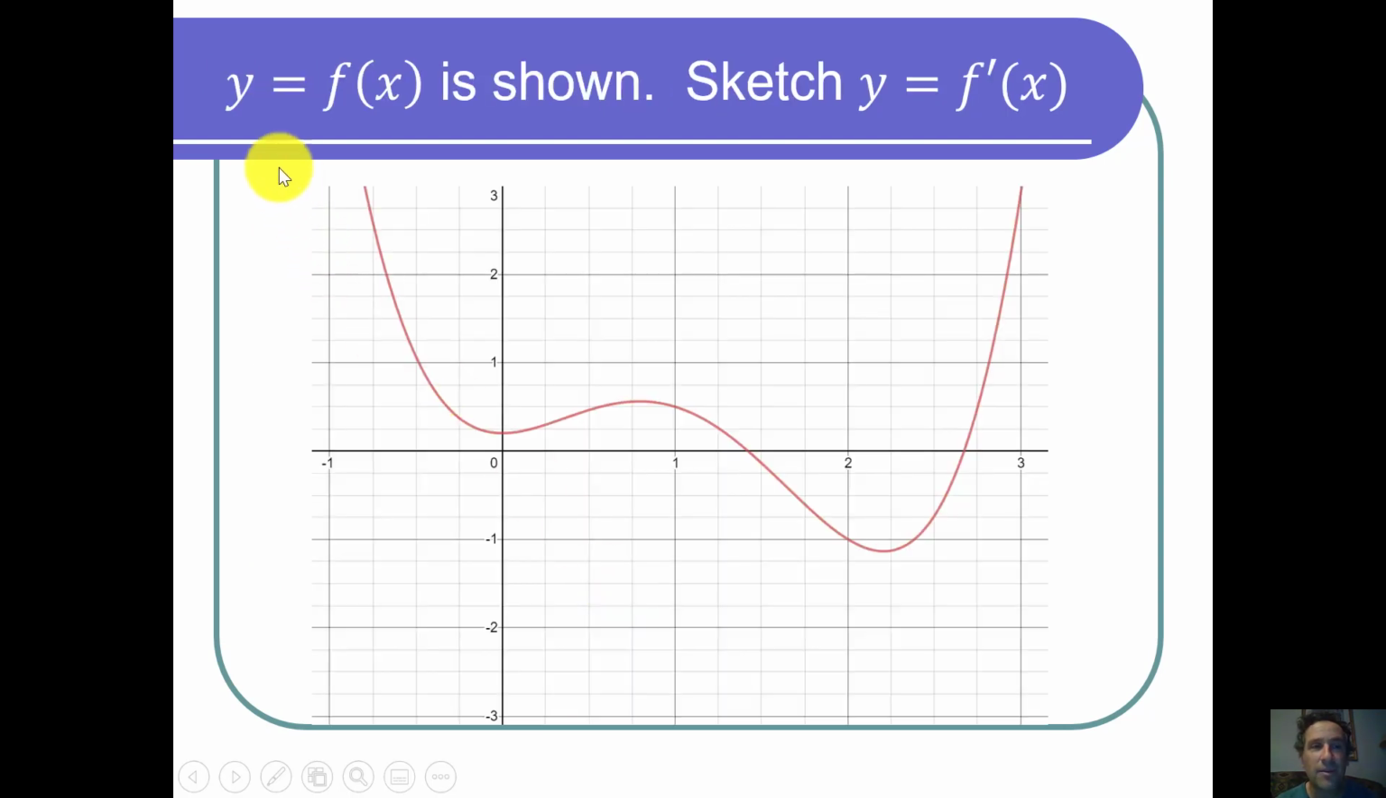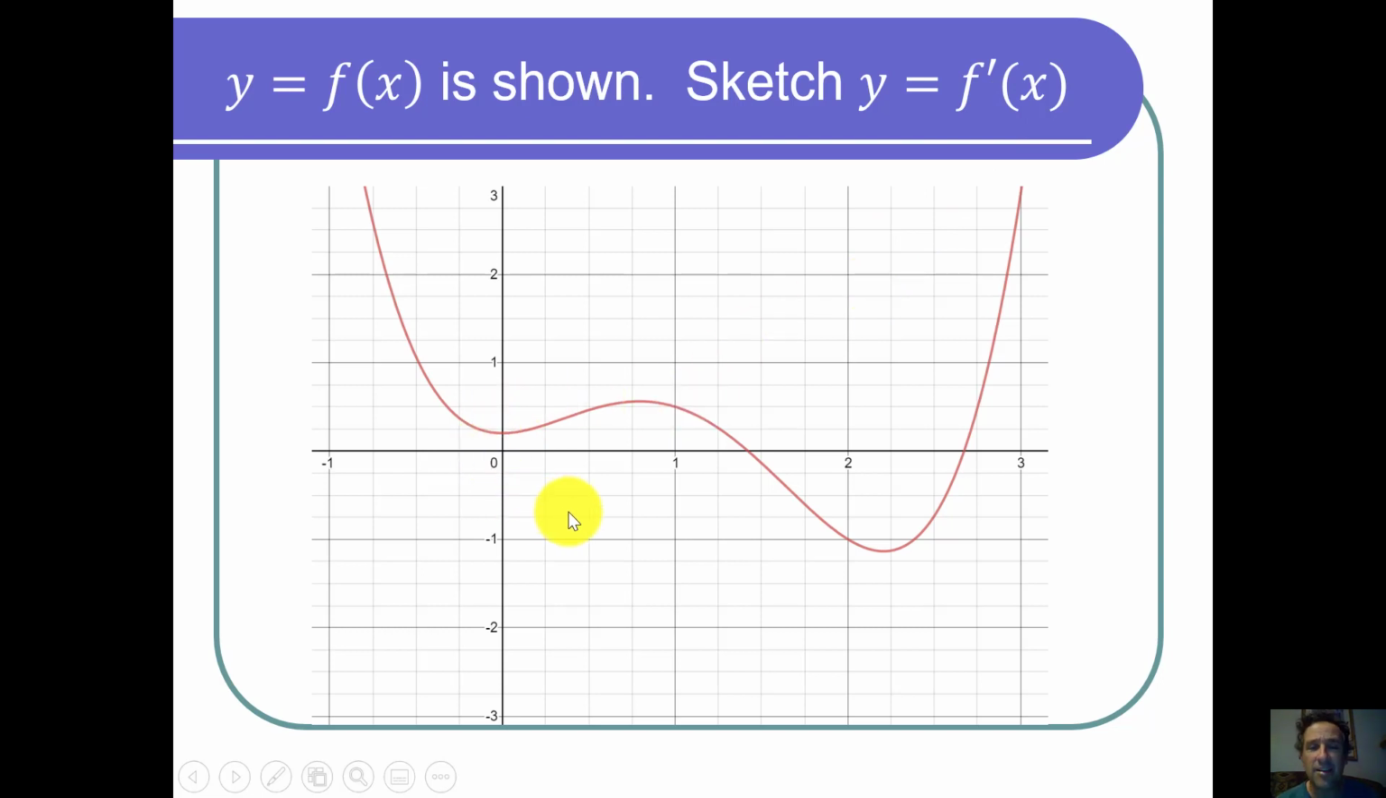So here's an example. Y equals f of x is shown. So here's this beautiful graph, nice and smooth. It's got some low point, a high point, a low point, way up at the top and the bottom. And we want to sketch y equals f prime of x. So let's go step by step.